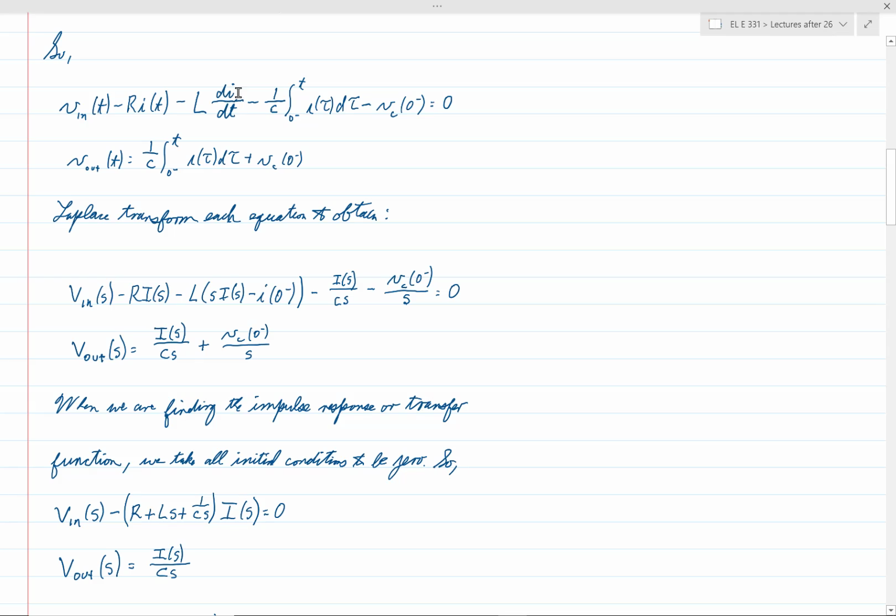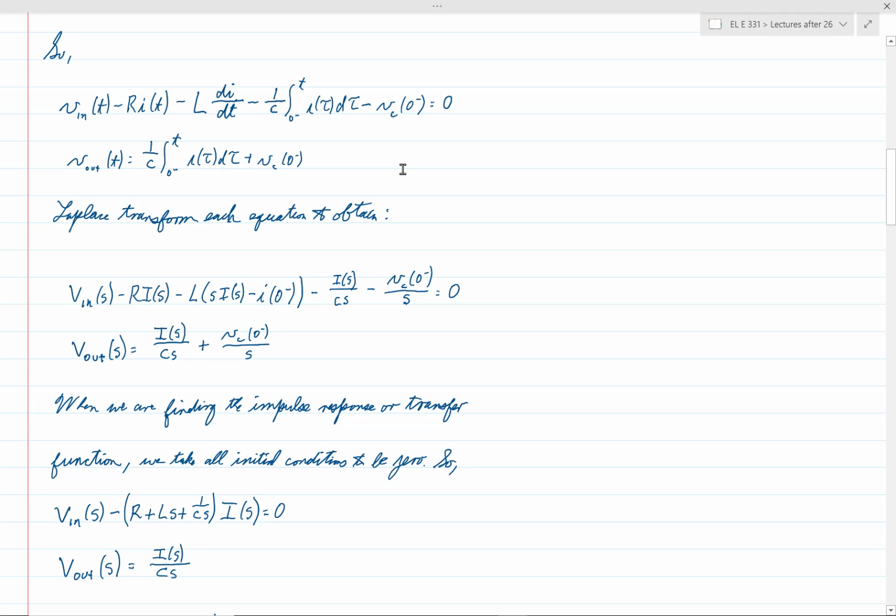The Laplace transform of this di dt is s I of s minus I of 0 minus. That's in one of your two tables in chapter 3. So otherwise, these are just the two equations that we get by Laplace transforming these two equations.